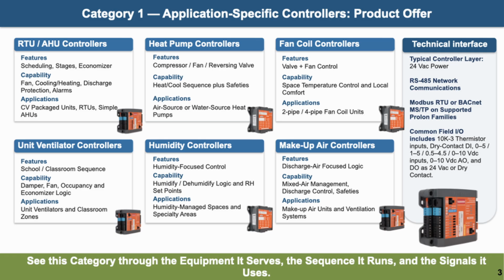These controllers are generally part of a 24-volt AC control environment and may use RS-485 network communications, Modbus RTU, or BACnet MS/TP on supported Prolon families. Field I/O may include 10K3 thermistor inputs, dry contact digital inputs, analog voltage inputs, 0 to 10 volts DC analog outputs, and digital outputs as 24 volts AC or dry contact. The important point is that each controller should be explained through the equipment it serves, the sequence it runs, and the signals it uses.